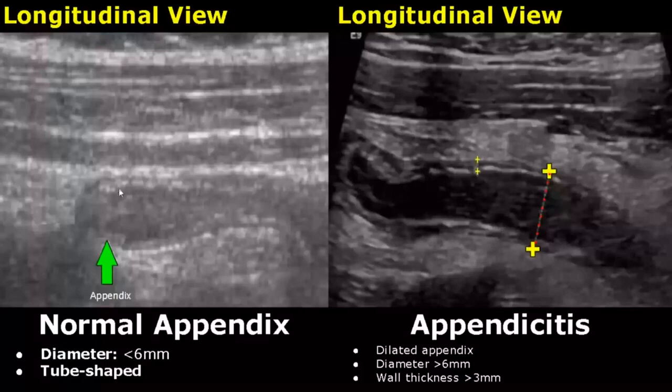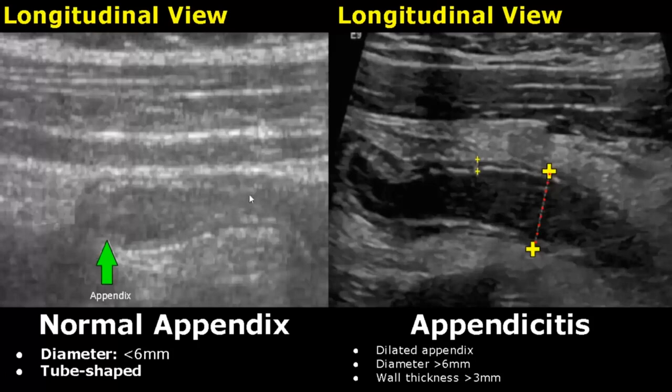The appendix is a tube-shaped organ in the right iliac fossa. It arises from the cecum. A normal appendix can be hard to find. The diameter must be less than 6 millimeters.